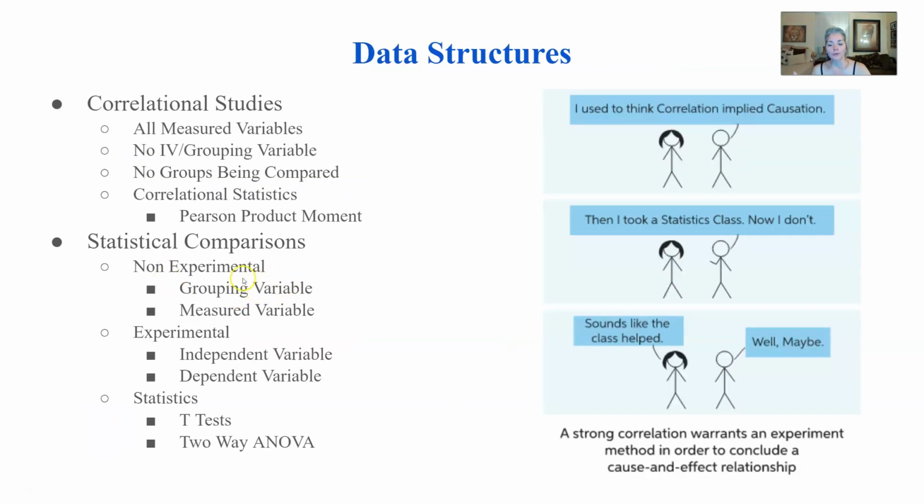Now, we call that a grouping variable, the variable that determines which group they're in, and then the measured variable is what we would compare across those groups. Maybe I'm looking at self-esteem based on high school class, right? So I'm comparing the differences in self-esteem between freshman, sophomore, junior, senior, okay?